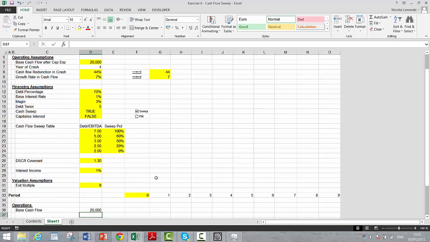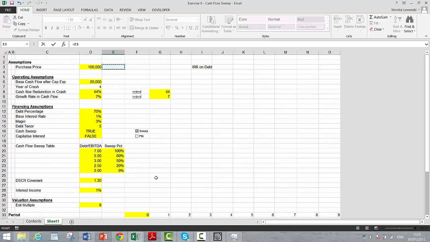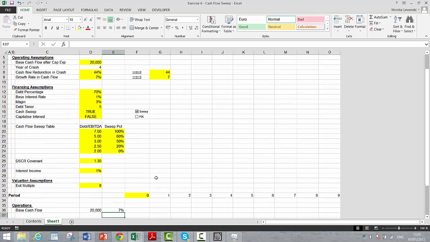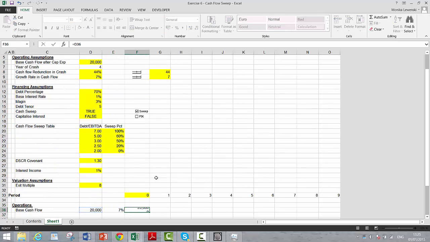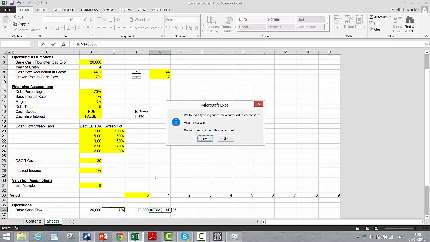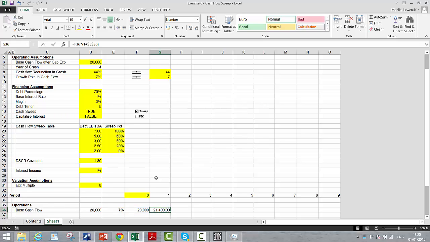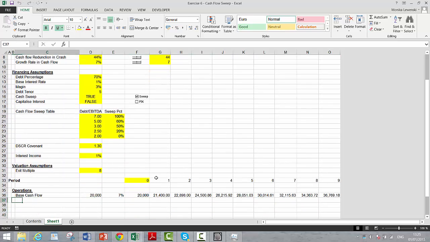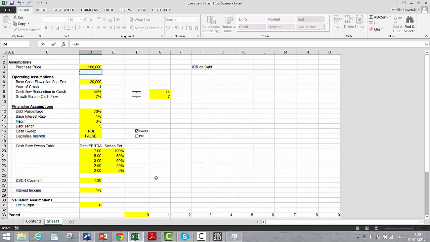Okay, so our base cash flow was 20,000, and our growth rate was the 7%. So why don't we start with our 20,000 and then multiply that by 1 plus the growth rate. Shift Control 1, and we have the growth rate, and then post crash. Now I don't assume a recovery here.